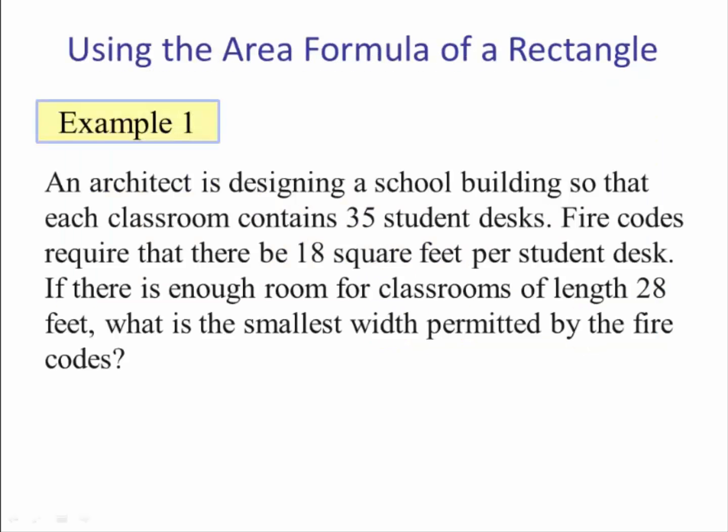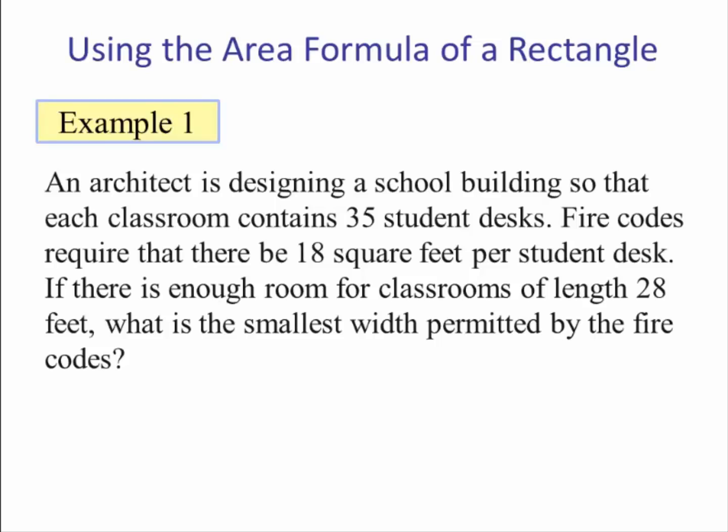Let's do an example. Example 1. An architect is designing a school building so that each classroom contains 35 student desks. Fire code requires that there will be 18 square feet per student desk. If there is enough room for classrooms of length 28 feet, what is the smallest width permitted by the fire codes?